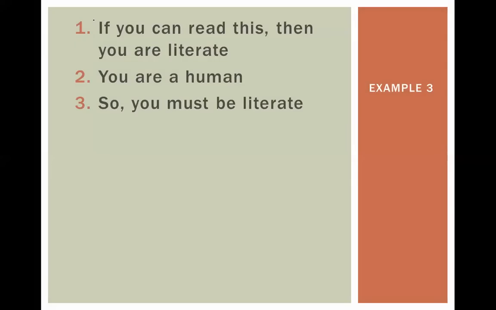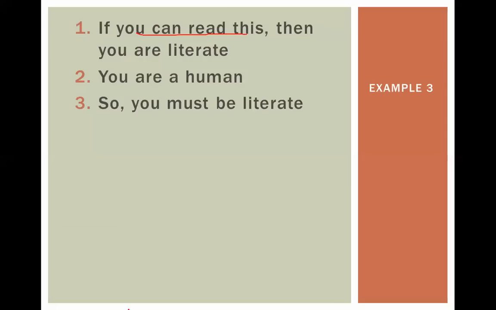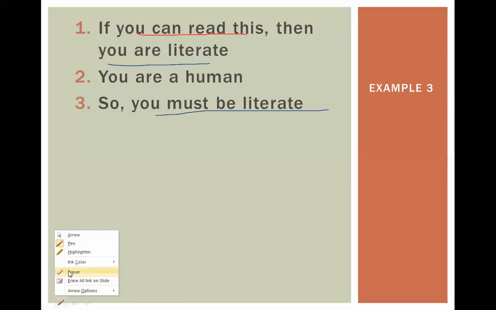Now here's a case where you have true things, but you have no format, right? So if you can read this, then you are literate. Let me give my colors again. I kind of have a color fetish here. If you can read this, then you are literate. And there's blue, I think. You are literate. There. You are human. So this is something totally different, right? We use green, because green is totally different. If you can read this, you are literate. You are human, so you must be literate. So these two don't seem to lead to this third one, even though all three of these statements are true, right?